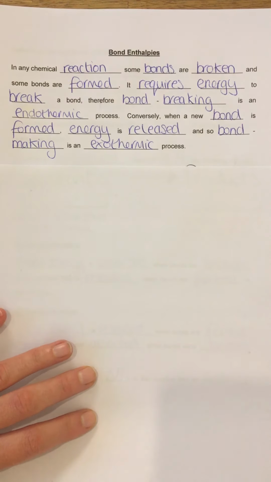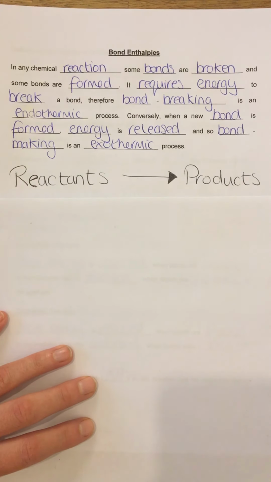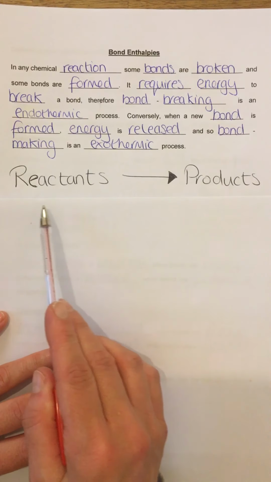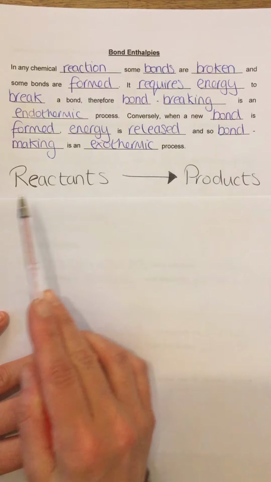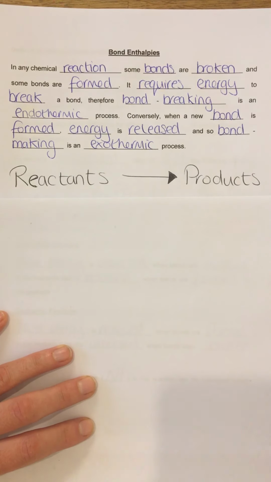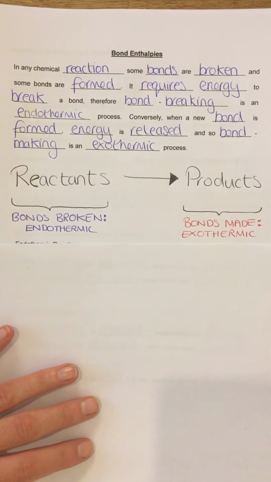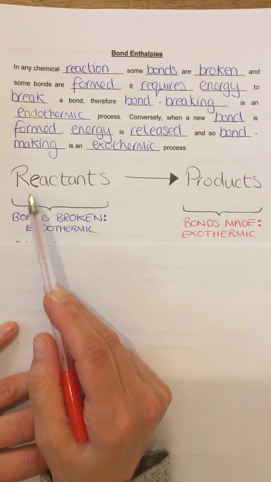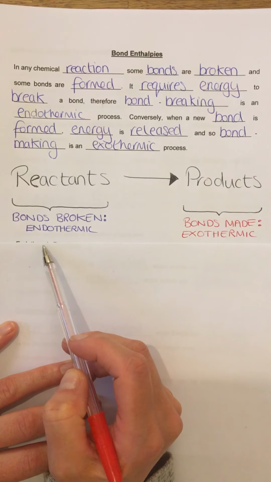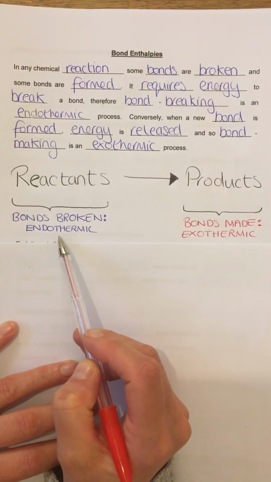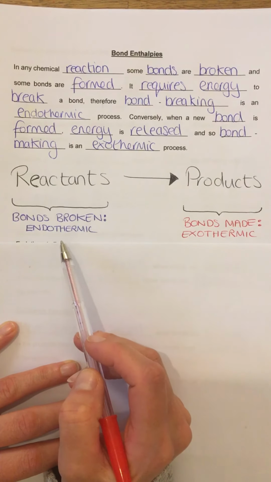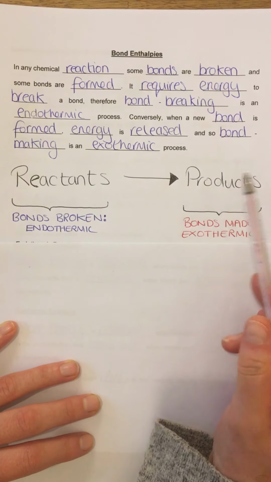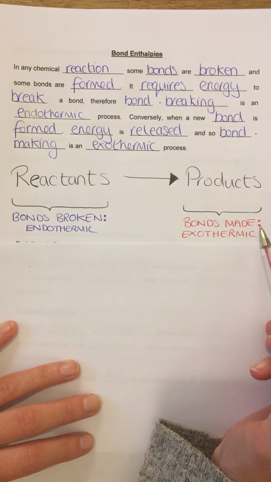I like to remember that by putting it in the form of the way we would write a reaction. So if we've got reactants going to products, obviously that's any reaction, it doesn't matter which. It's always the case that some bonds have to be broken on the left. In the reactants, this is where the bonds have to be broken. So this is an endothermic part of the reaction. And the new bonds that are made are always the ones in the products. So this is always an exothermic part of the reaction.